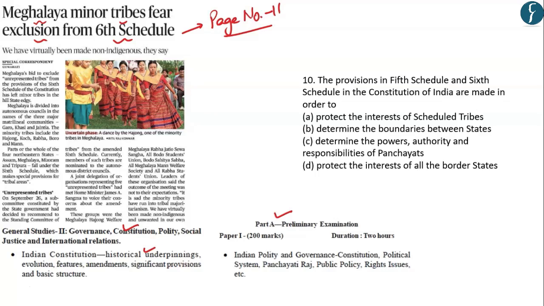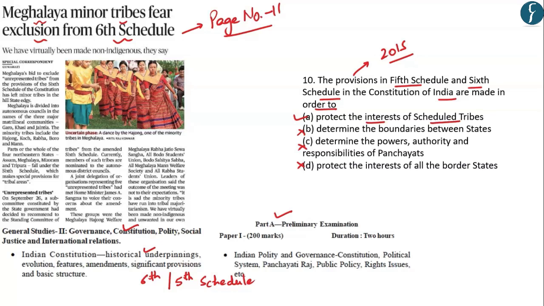Now, as far as provisions are concerned, provisions of the 6th and 5th Schedule are important from the perspective of this news. In 2015, we have seen a question: the provisions of the 5th Schedule and 6th Schedule in the Constitution of India are made in order to... The correct answer in this case is option A, protect the interest of scheduled tribes. B is incorrect, determine the boundaries between states. C is incorrect, determine the power, authority and responsibility of panchayats. And last, protect the interest of all the border states. By this understanding, we know the correct answer is option A.